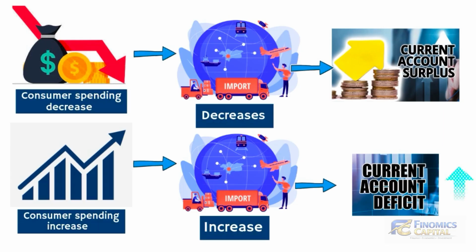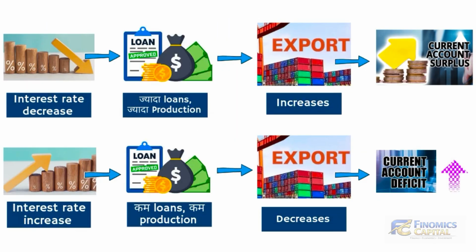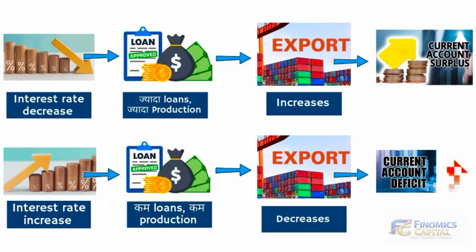If, due to policy actions, consumer spending increases, then imports also increase. Because of this, the balance of payment surplus decreases and imports increase, leading to a balance of payment deficit. Interest rate also affects the balance of payment. If interest rates decrease, businessmen take more loans and produce more. This increases exports and creates a balance of payment surplus. But if interest rates increase, businessmen take fewer loans and produce less. This reduces exports and creates a balance of payment deficit.